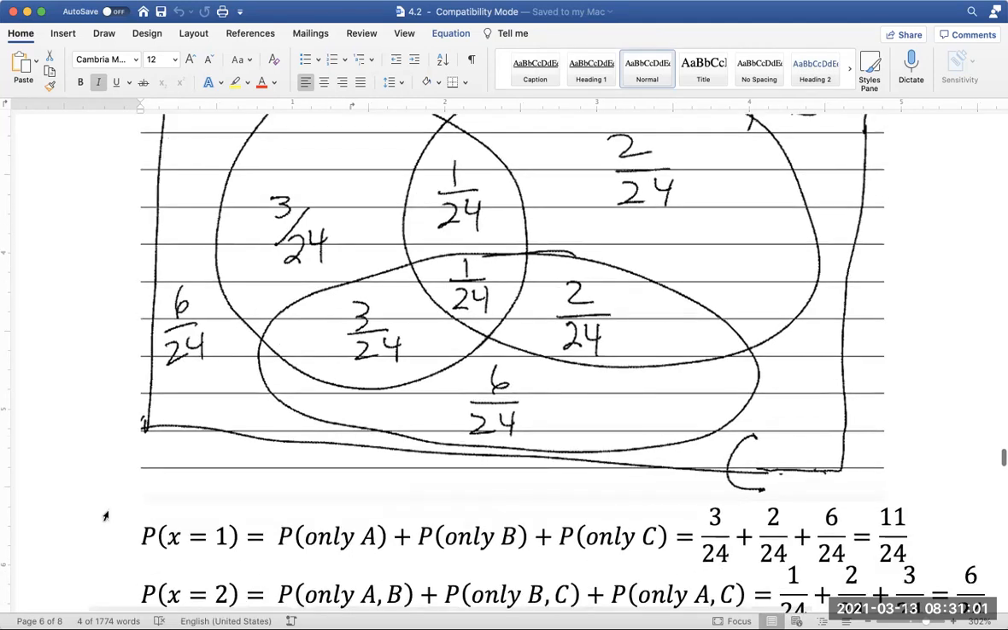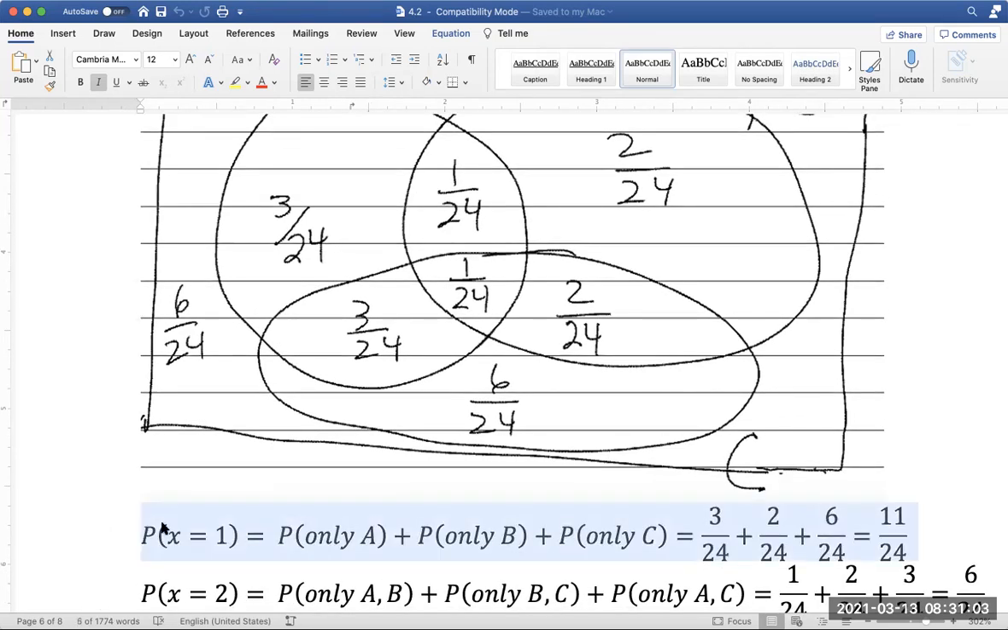So now let's figure out the probability that X is equal to 1. Well, let's look at all the regions where only one person solves it. Notice only A solves it, only B solves it, only C solves it. Let's add up: 5, 11 out of 24.